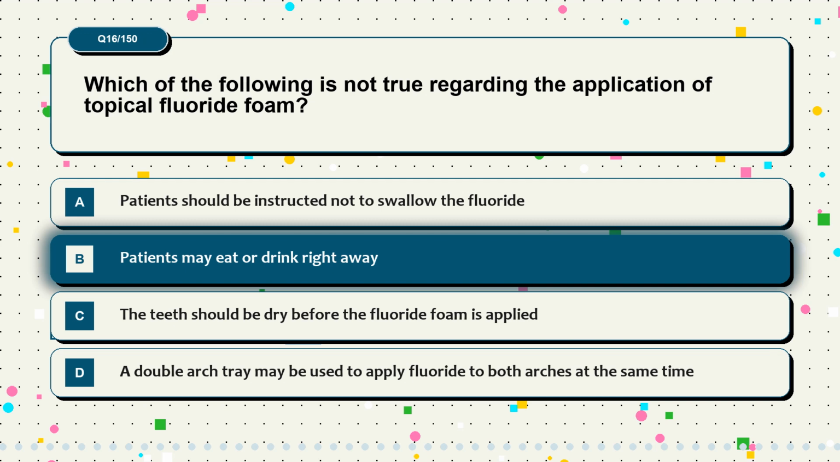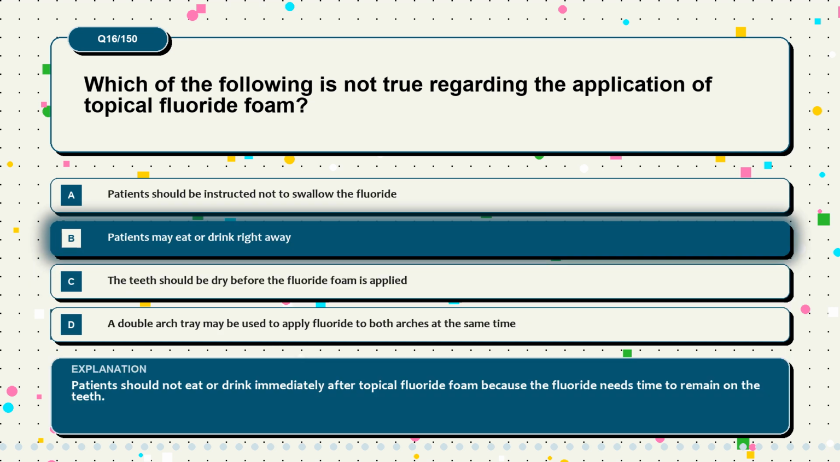The correct answer is option B. Patients may eat or drink right away. Patients should not eat or drink immediately after topical fluoride foam because the fluoride needs time to remain on the teeth.